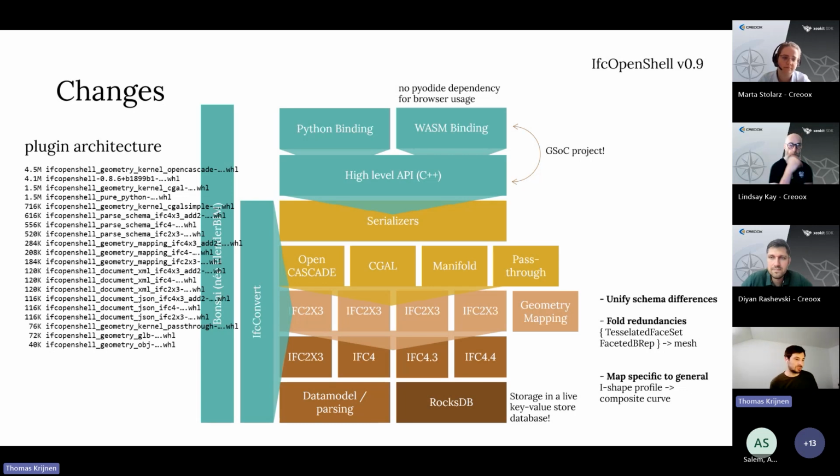So this would work really nicely in Bonsai. You don't have this export step anymore. You just incrementally write your changes directly to the database on disk.